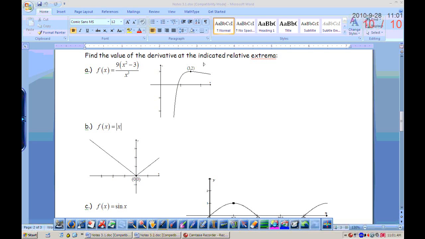Do you want to use the quotient rule? If you were to look at it, what would it be? You think it's 0? Okay, well, let's just verify it. Instead of using the quotient rule, what I would prefer that you do is rewrite this as 9x squared minus 27 all over x cubed, which is 9x to the negative 1 minus 27x to the negative 3.